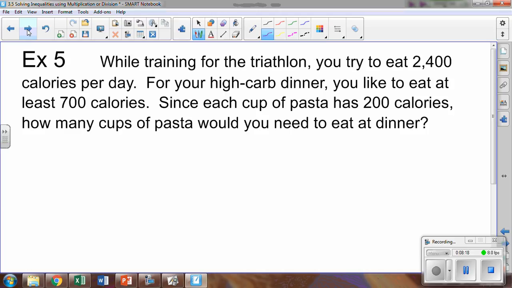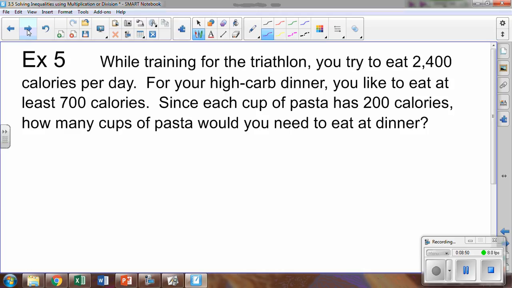And now here's our last example for the day. While you are training for a triathlon, you try to eat 2,400 calories a day or more, at least 2,400 calories. Well, for your high carbohydrate dinner, you like to eat at least 700 calories. Since each cup of pasta has 200 calories, how many cups of pasta would you need to eat at dinner?